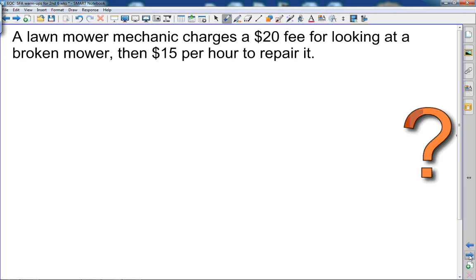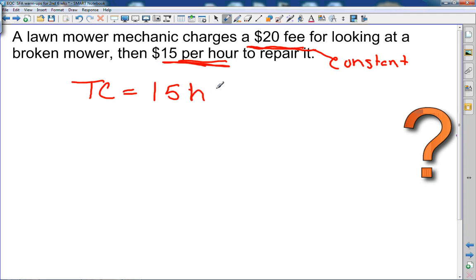Next one. Okay, a lawnmower mechanic charges a $20 fee for looking at a broken lawnmower, then $15 per hour to repair it. Okay, so take a minute and write the equation. Right here, the total charge equals, first off, there is a $20 fee. This is a one-time fee. This is your constant. Then $15 per hour. So I'm going to have $15 times the number of hours plus 20. There's my equation.